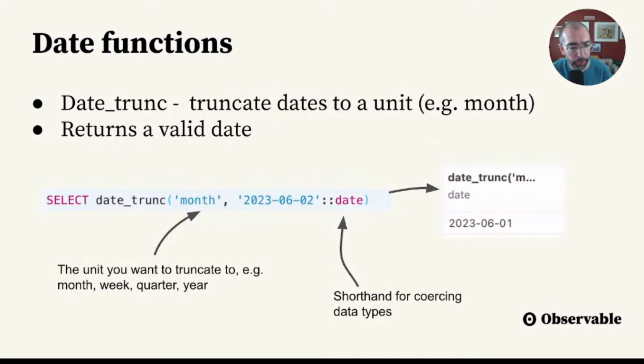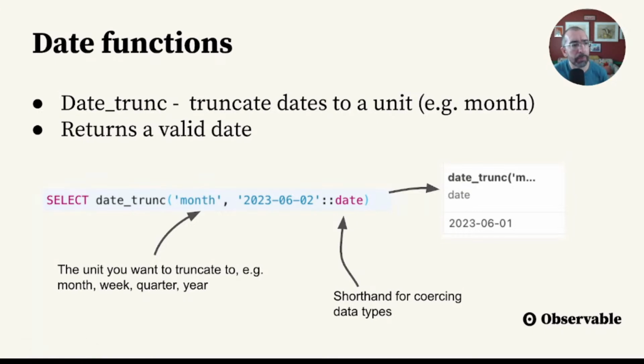So date trunc, this is one I use all the time. It's really, really helpful. What it's going to do is truncate a date to a unit. So, for example, here I've got a date. It's June 2nd, 2023. If I want to just get the month out of that, so I want to return a date, date trunc will return a valid date. If I want to get just the abbreviated version for the month, I can use date trunc. I specify the unit I want to look at. So this could be month, week, quarter, year. Here I just put in the month. And then it's going to return me, again, a valid date that's just truncated to that month.